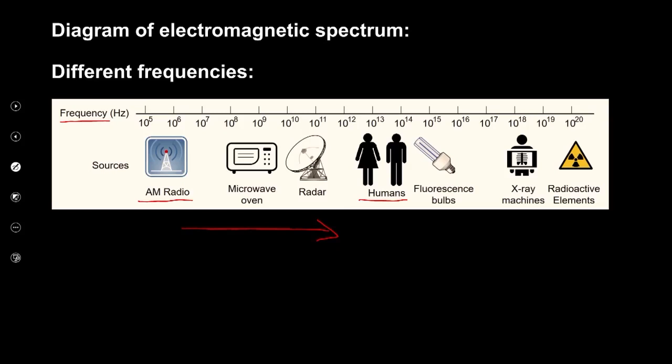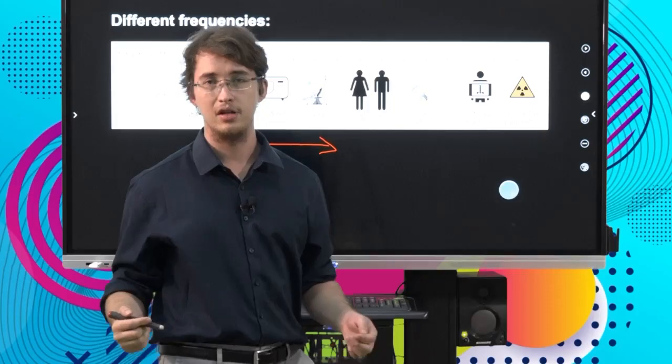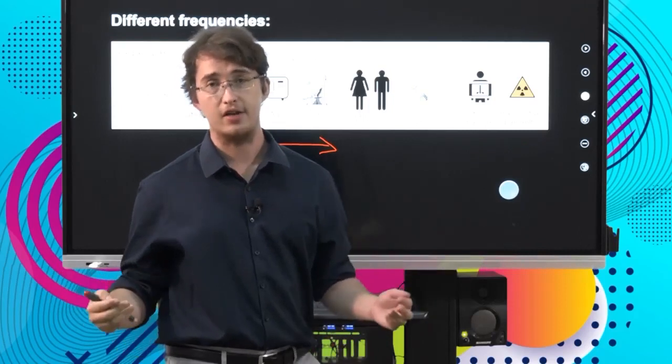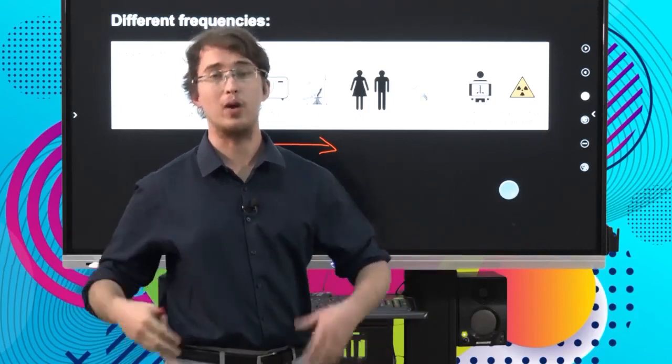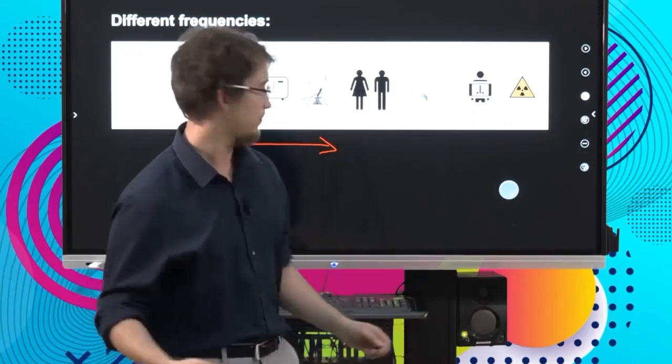Going up higher, we get higher frequencies in fluorescent bulbs, and eventually we reach the very high frequency and quite occasionally dangerous X-rays and gamma rays, which are produced often from radioactive elements. Did you know that gamma rays are produced by radioactive elements? Pretty exciting stuff. Let's have a look at what the wavelengths can tell us about the spectrum.